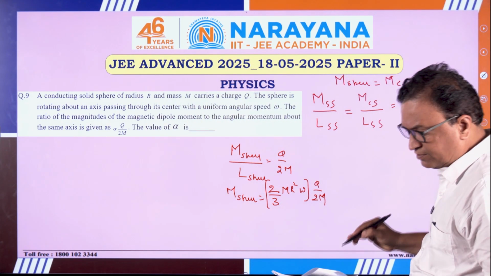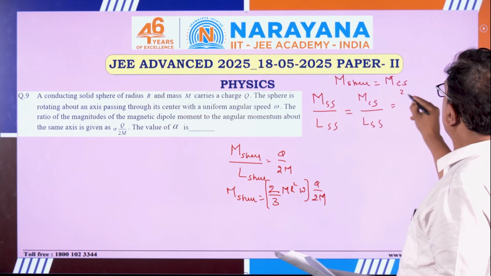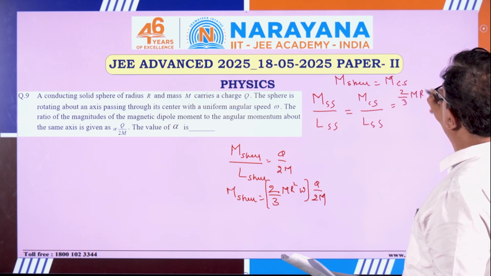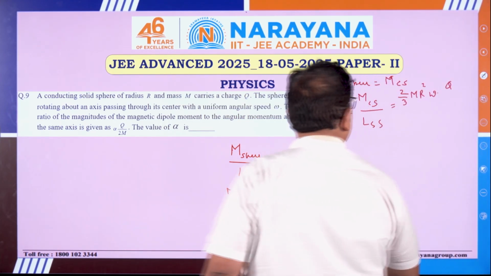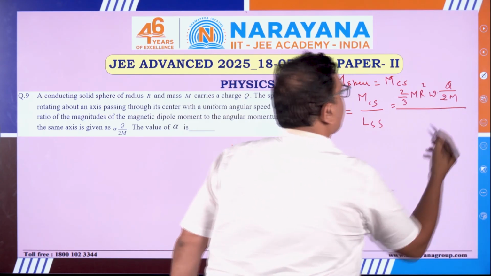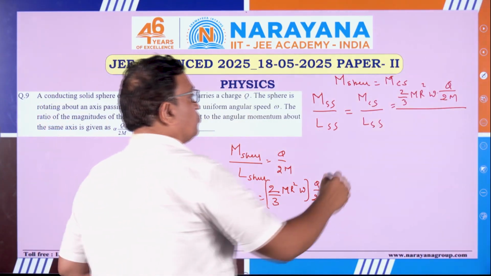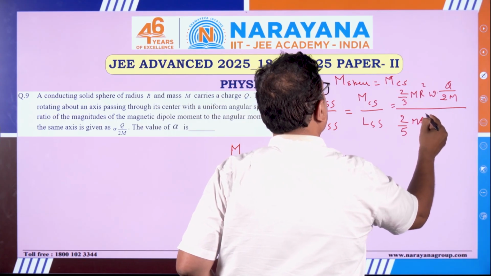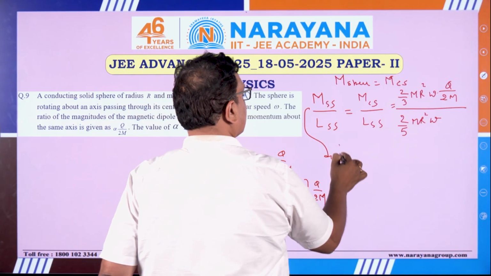You have this 2 by 3 term, mr square omega q by 2 times capital M. Right. The solid moment of inertia is different. So 2 by 5 mr square omega. Actually, they are asking you this.